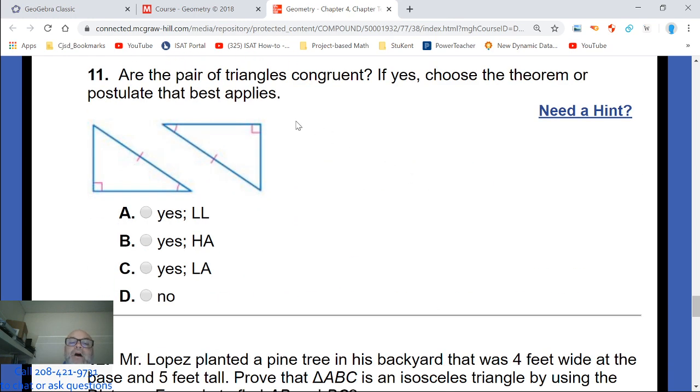Okay, are the pair of triangles congruent? If yes, choose the theorem or postulate that best applies. So I have right triangles, and I have the hypotenuse here and the hypotenuse there, and I have the angle here and the angle there. So yes, by hypotenuse angle.